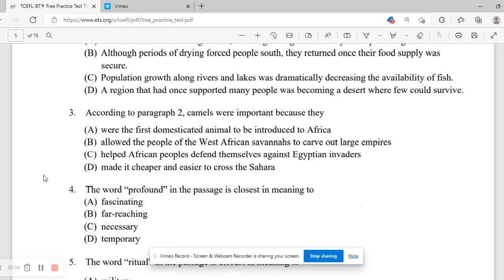Okay, so what number three is asking: according to paragraph two, camels were important because they... Here, let's apply what I have been saying since I started the video. You have to always ask the questions even though it didn't start with the six W's questions, for example how, when, why, where, who. Even if they didn't start with those, you have to ask the question by yourself. You can ask these questions in your mind. You might go, why were camels important? So you can ask that question with why, right?